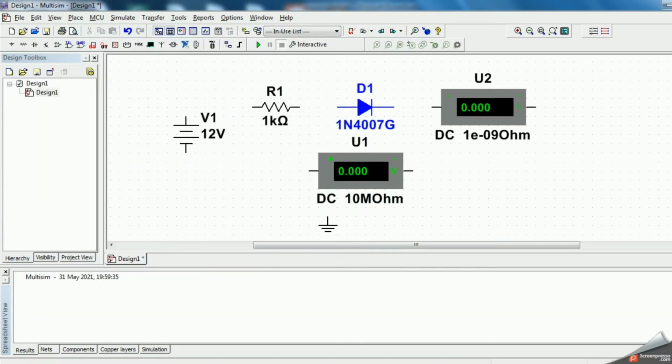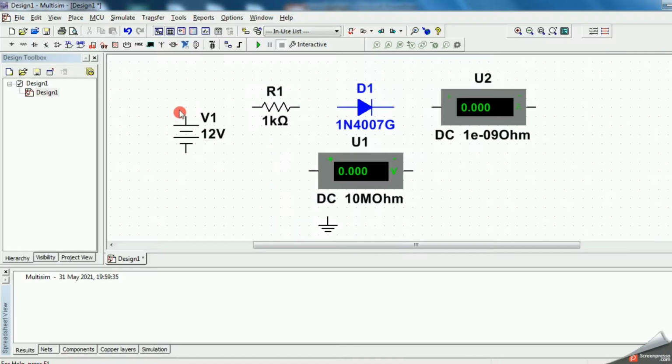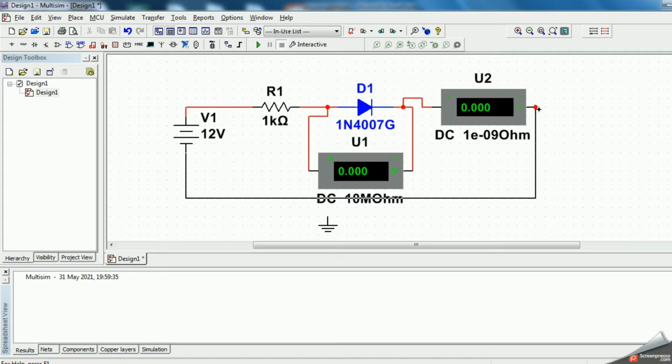Close. Now make the connections as per this circuit diagram. The positive is connected to one terminal of the resistor. The other terminal of the resistor is connected to the diode. The voltmeter is connected across the diode. The current meter is connected in series. And make the ground connection.